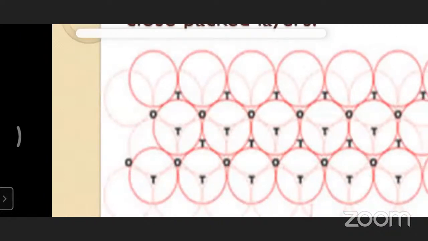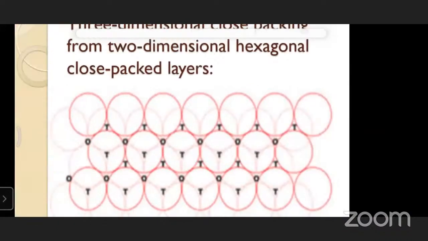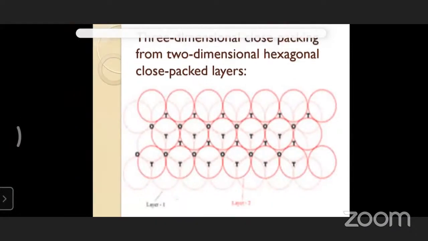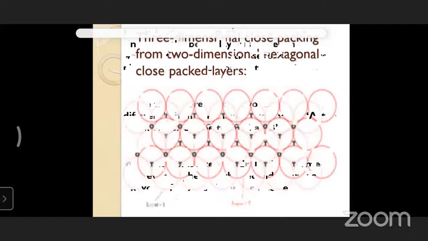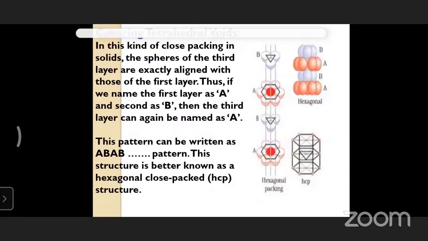In a three-dimensional close packing with possible two-dimensional close packed layers, we get voids. The types of voids we have in this lesson are tetrahedral voids and octahedral voids. Okay, children. After that, how can we cover these voids? We are getting empty spaces in the crystal lattice now. Then how can we fill that? How can we cover the tetrahedral voids?